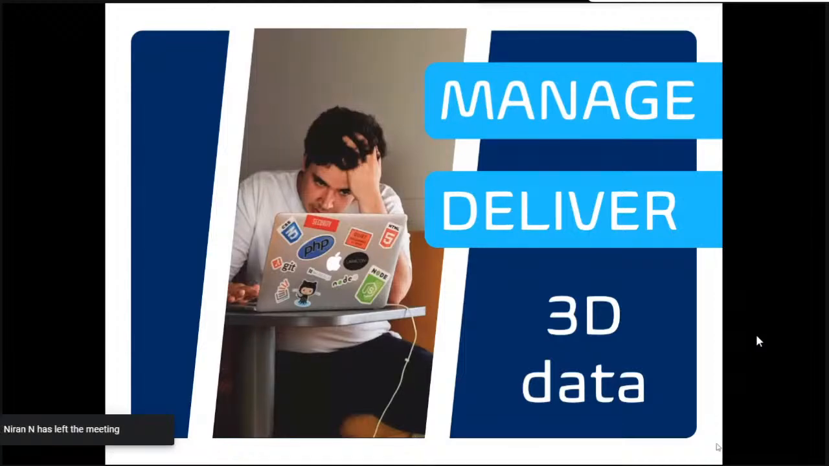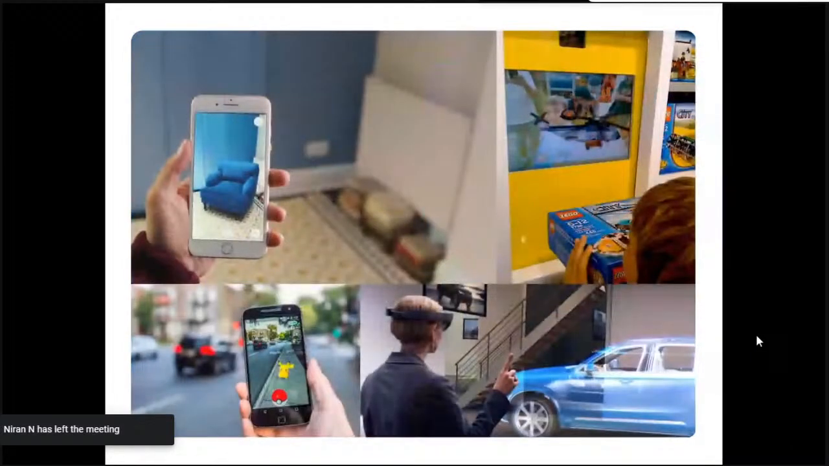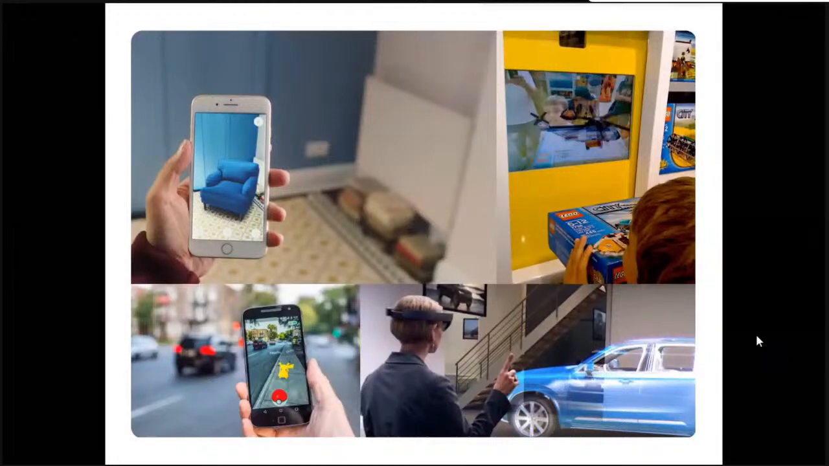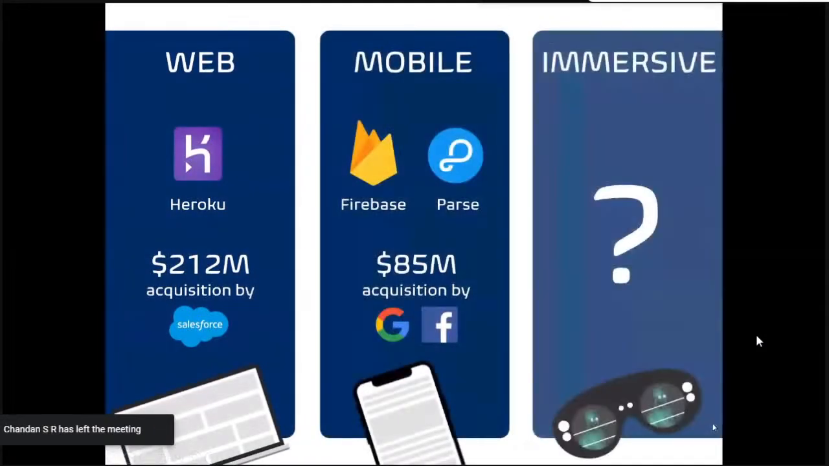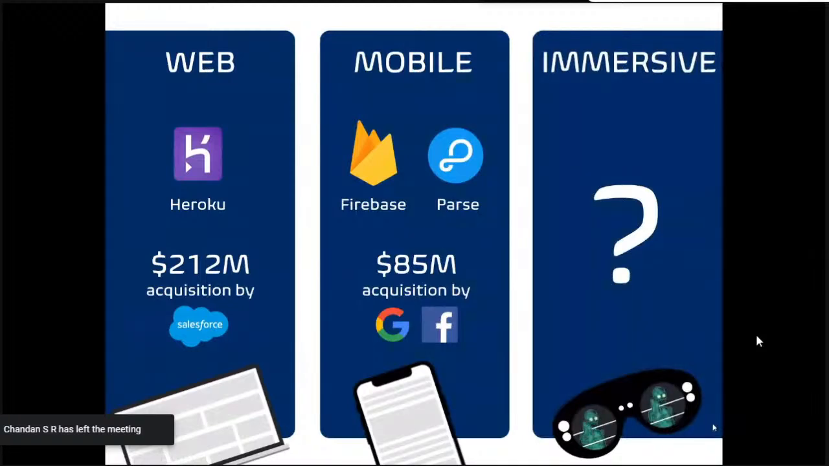And when talking to other developers building augmented and virtual reality applications for retail and shopping and data visualization and games, they all said the same thing. There's no easy way to manage and deliver 3D data. But if you think about it, that problem was already solved for 2D. You don't need to be a web developer to update a blog post. If you want to build a website, you can use something like Heroku as your cloud platform, or if you're building a mobile app for Android or iOS, you can use Parse or Firebase as your backend as a service.